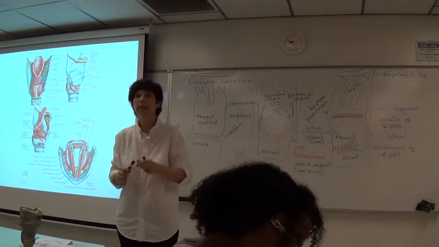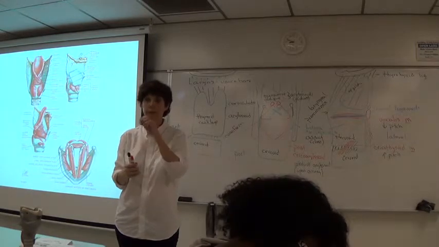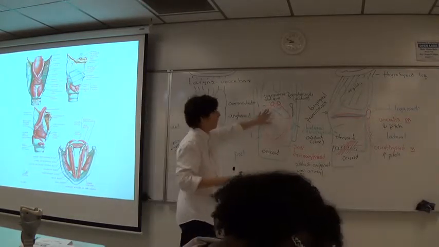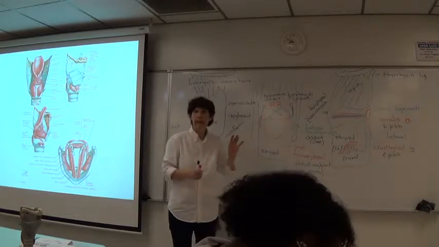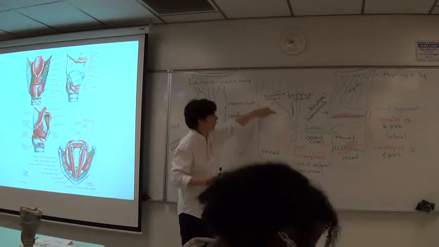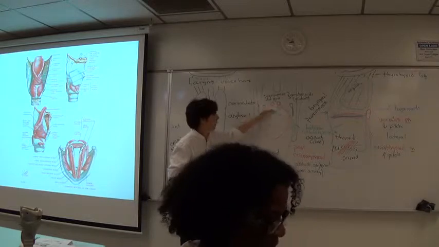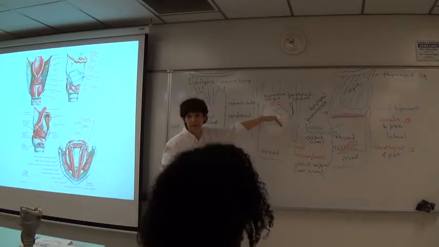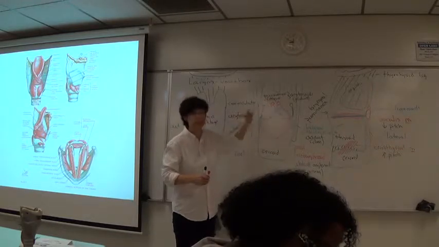Are the muscles that you drew between the two arytenoids the same muscle? Because I'm only seeing one of them up there. Well, the transverse is the green, and the obliques are the blue, and those are the arytenoids.